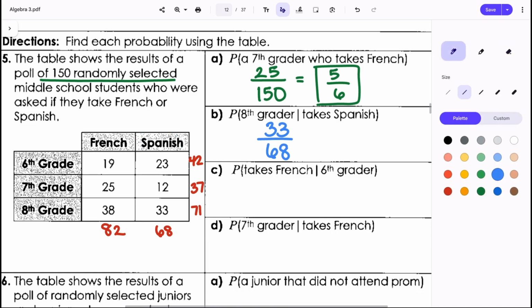So next one. What number are you going to put on the bottom? How many are in 6th grade? 42. And of those 6th graders, how many take French? 19. Good. Letter D. How would we set it up? What did you say on the bottom? 37. Oh, wait, 82? Yeah. Because that's how many take French. How many of those French takers are 7th graders? 25. Good.